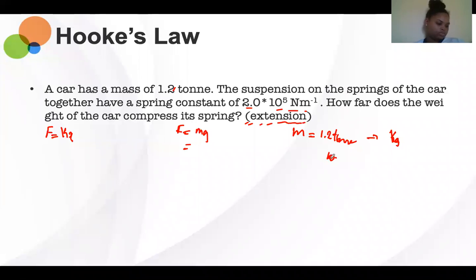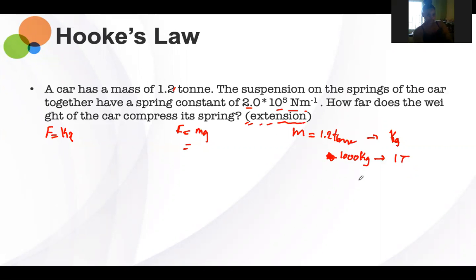How much is 1 ton in kilograms? 1,000. Right, I just said it a while ago. So 1,000 kilograms is equal to 1 ton, right? Now convert 1.2 tons to kilograms, x.